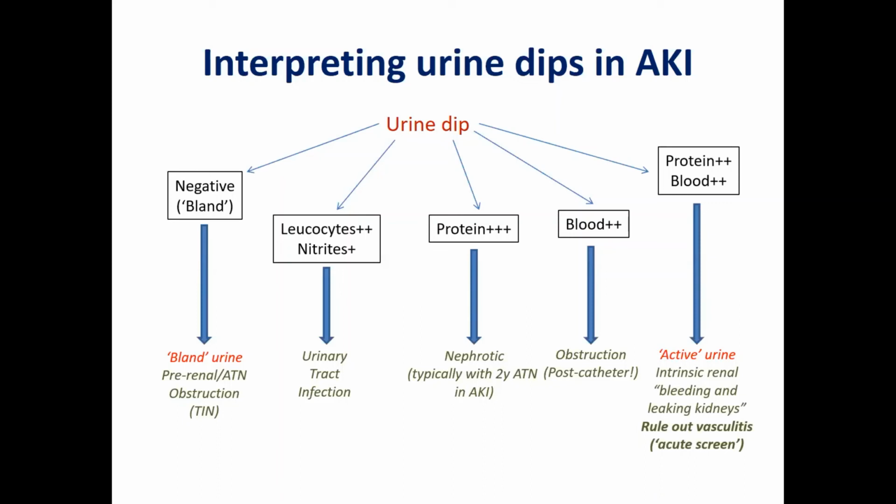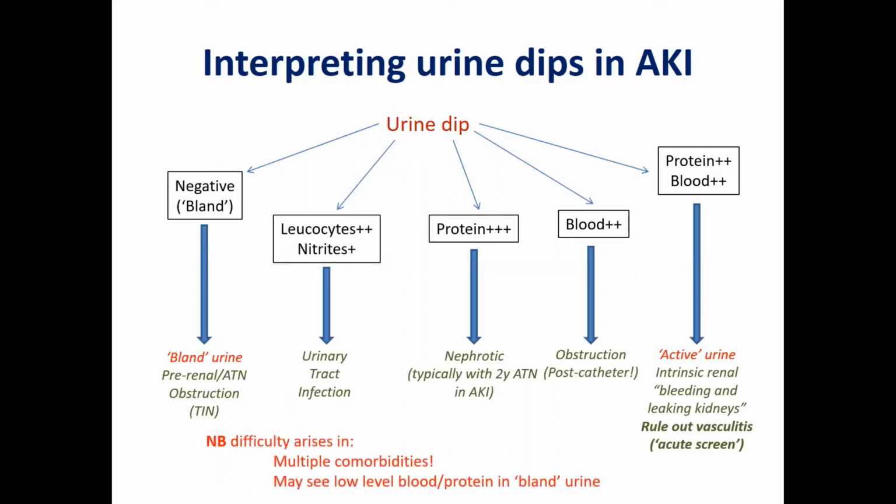So really, that's just the spectrum. And the one on the right, if you see protein, you see blood, certainly more than 2+ on the dip, that's worth calling a nephrologist and just discussing it. Of course, with the proviso that it could be due to the catheter, but let us make that call rather than you.